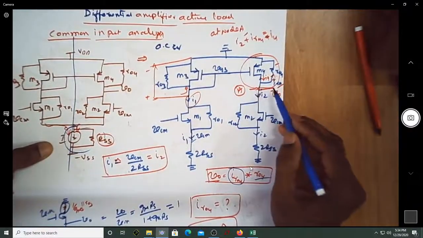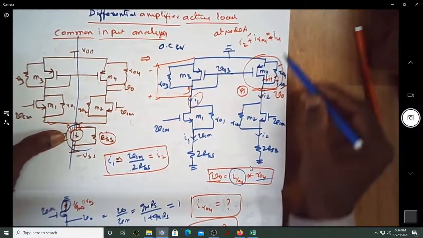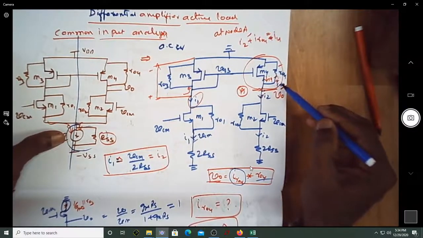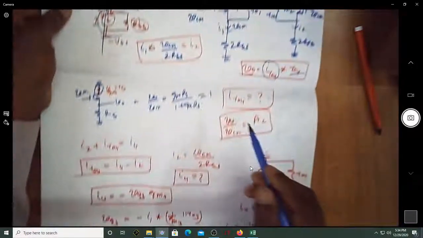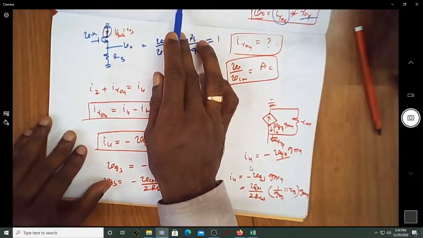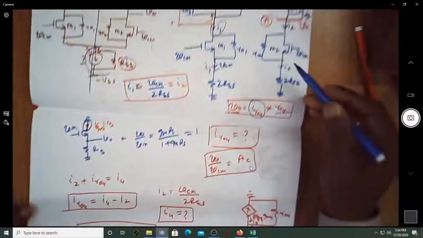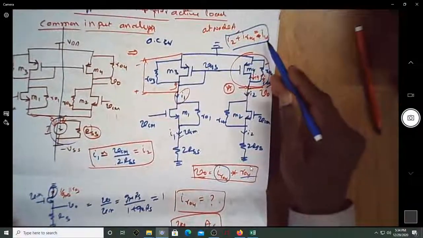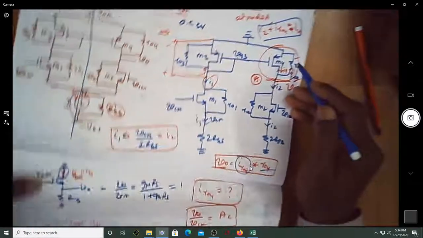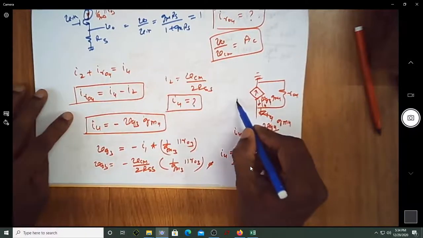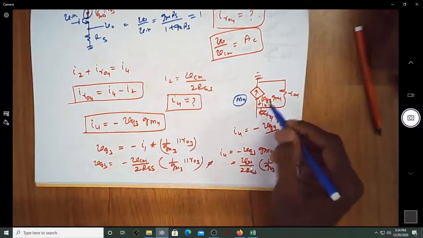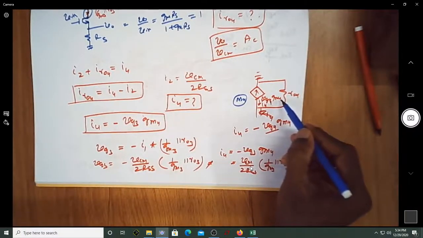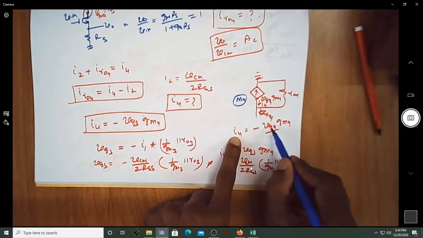So we wrote a KCL at this particular node. We consider the currents that are entering. The current entering is only I4. The currents leaving are IR04 and I2. That's what we wrote here. For I2, we already know it as VCM by 2 RSS. Then we tried to find the expression for the current I4. I4 was the current flowing in the M4 transistor, in the current direction we consider, which is exactly opposite to VG4 into GM4. That's why we wrote I4 equal to minus VG4 into GM4.